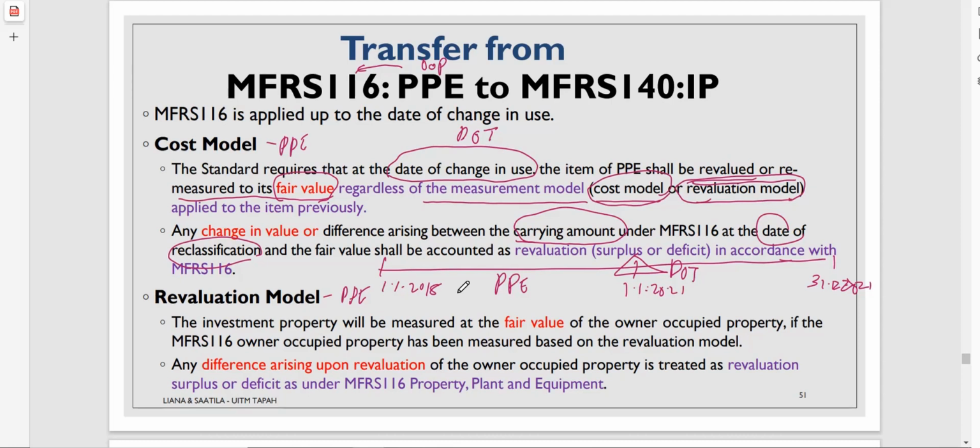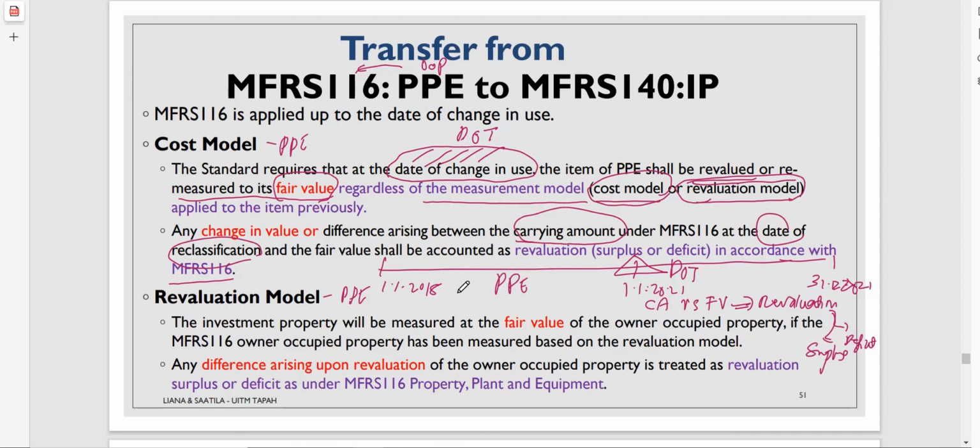So the fair value shall be accounted as revaluation surplus. The difference between the carrying amount on this date versus the fair value will be accounted for as per revaluation, which is going to be a surplus or maybe a deficit. You need to think of surplus and deficit regardless of the model used. So even if you use the cost model, on the date of transfer here is where you still need to go and account for that as revaluation surplus or deficit in accordance with MFRS 116.